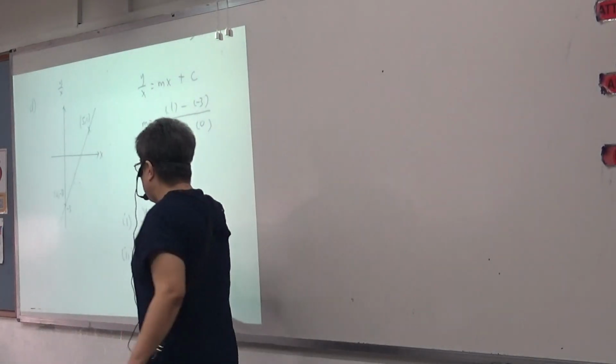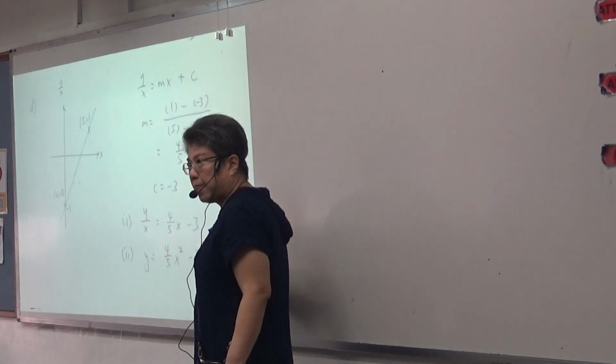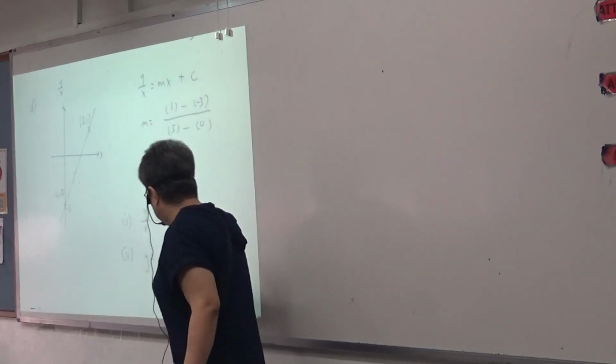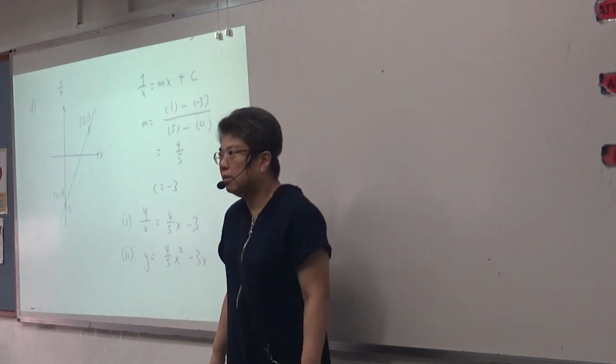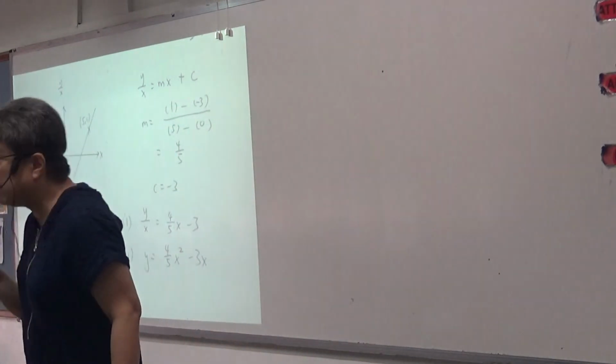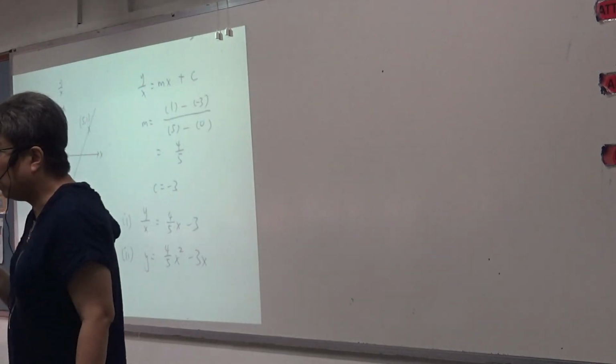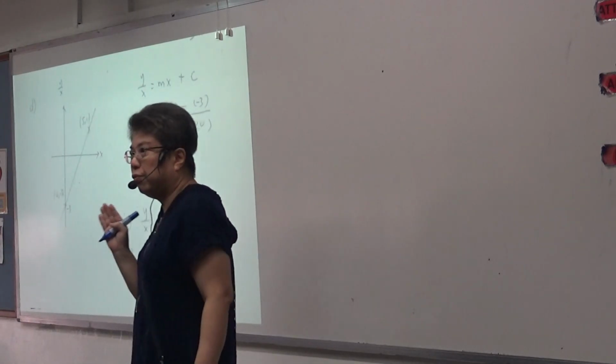That means I cannot have x here. So I multiply throughout by what? X. So this one becomes x squared and I have x down there. Can you see? Y in terms of x, that means y is alone on the left side. Everybody clear with what I'm saying? Can or cannot? Okay, so this will be your question 4.